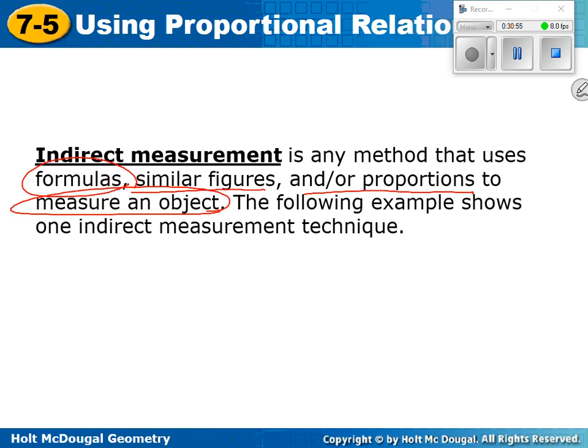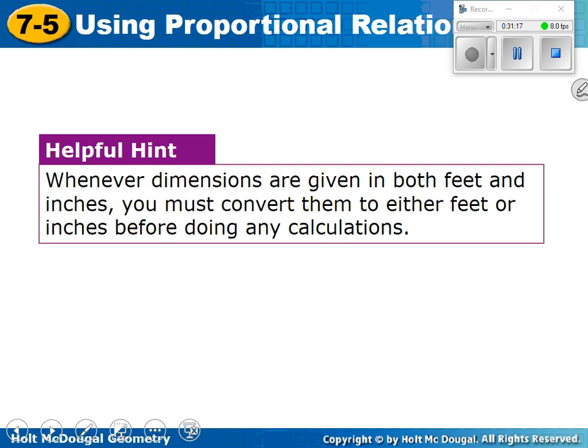So if you're not physically out there with a tape measure or a laser or something to measure your object, then if you're using a formula to find it, that's an indirect measurement. We've done indirect measurements all semester long. When you're using the Pythagorean theorem, that's a formula, that's indirect. We didn't physically measure the triangle. But we're going to talk about proportions now with our indirect measurements.